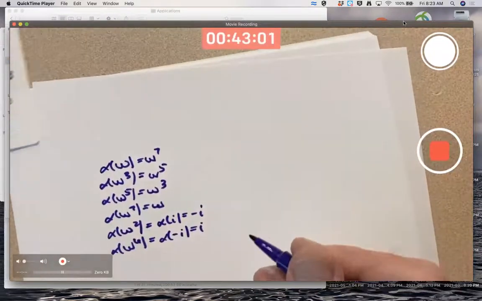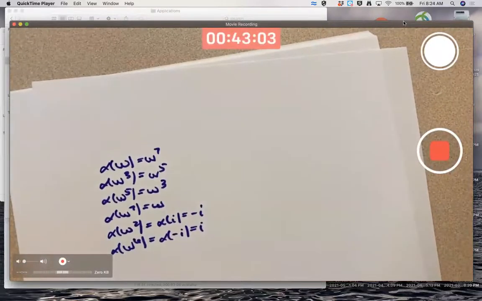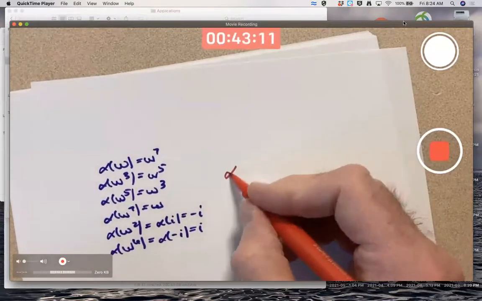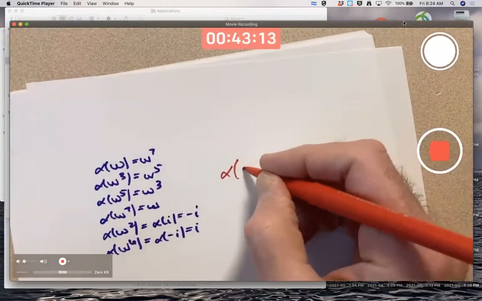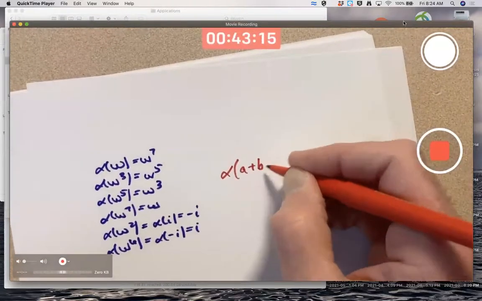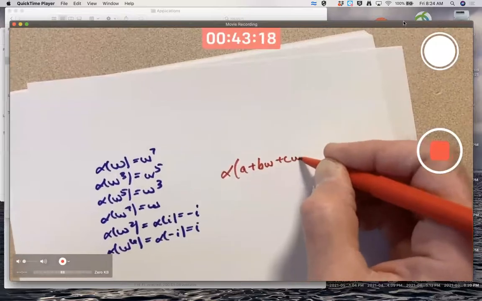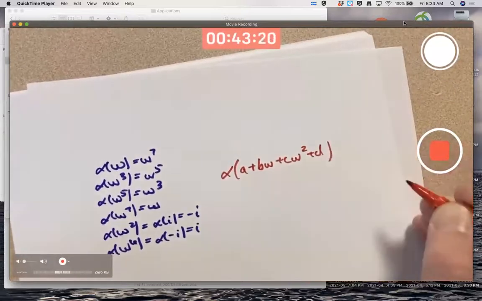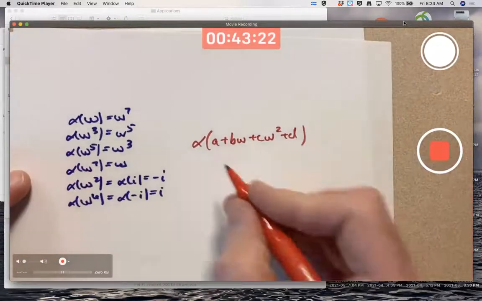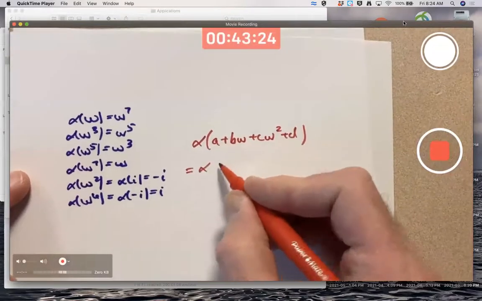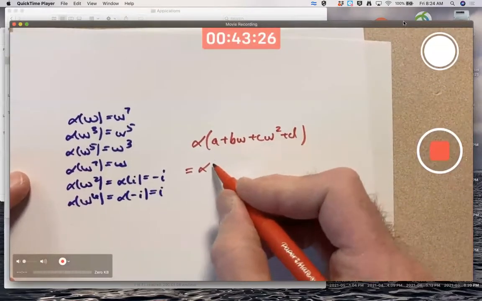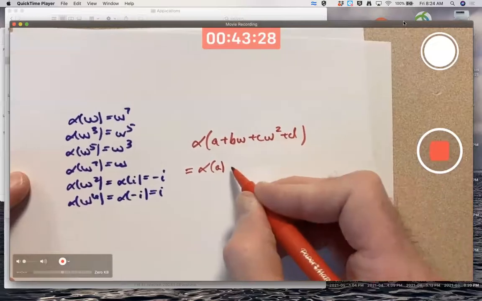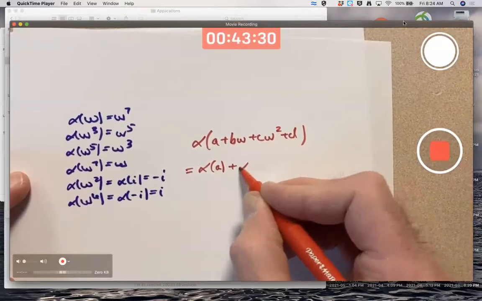And we don't need all this information to write the general formula for alpha in this case. I wanted to write it down anyway. Alpha of a general linear combination of an element of Q adjoin omega. What would this formula be? Well, it's got to be operation preserving. So I would be able to write this.